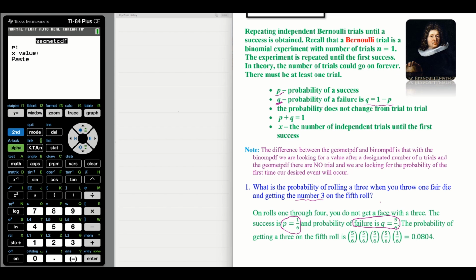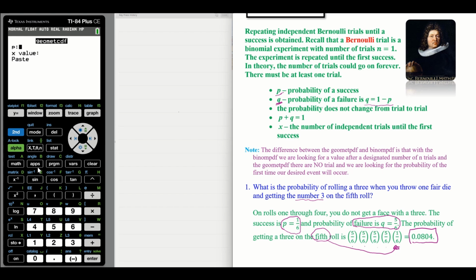What are they really doing? We are taking the first one, the second one, the third one, the fourth one. Those are all failures. So we multiply those probabilities together. But on that last one, that 5th one, that's our success. So we're going to use this problem to put into our calculator and then compare it against the answer that they have.